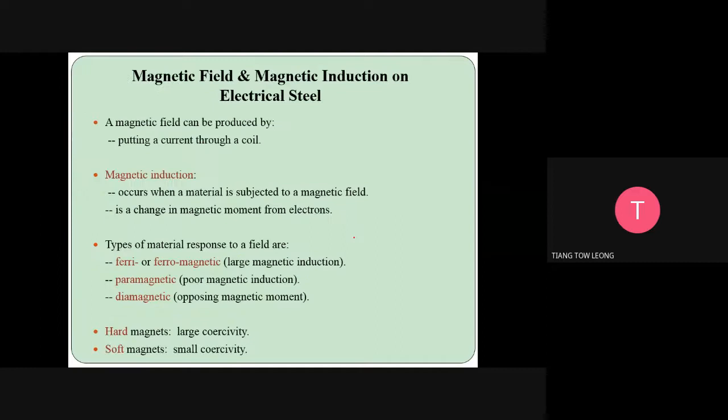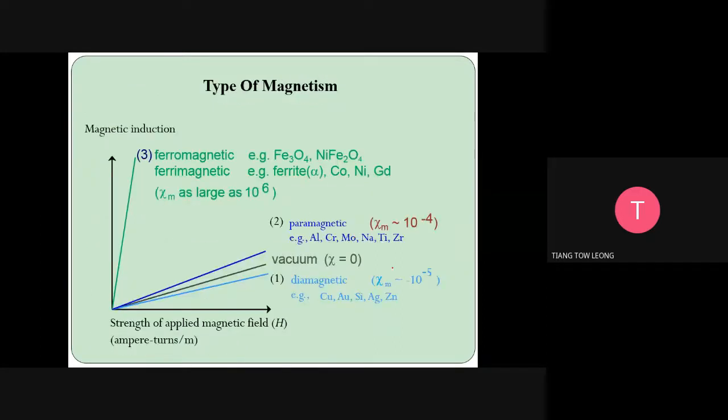Magnetism, not important. I just brief you lah. So, for example, we have a magnetic induction and the strength of the applied magnetic field H. Okay. Usually, we will take vacuum as a benchmark. Benchmark means standardized for us to compare.